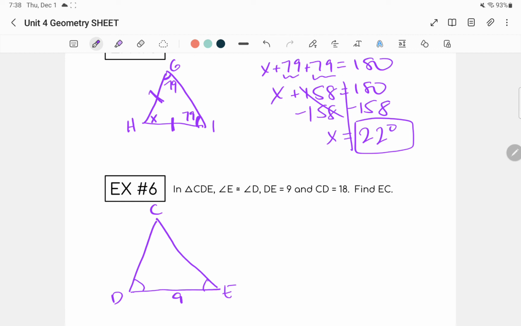Okay, so DE is 9 and CD is 18. So let's find EC, which is this side right here. So if this angle and this angle are congruent, these are my base angles, which means this side and this side are congruent, right? So that means if CD is 18, then EC is also 18. So my length is 18.